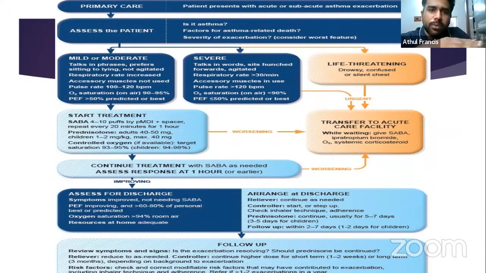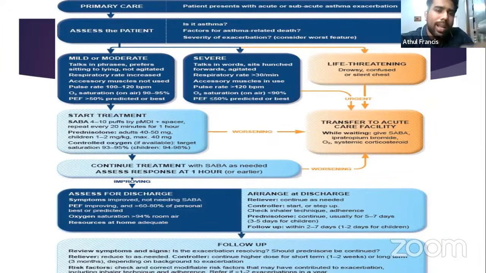If the patient is worsening, shift him to a higher facility, shift him to an ICU. If after 1 hour the patient is showing improvement, increase his reliever frequency. That is, increase his controller frequency. If he's taking it once a day, make it twice a day. After 7 days, call in for follow-up.